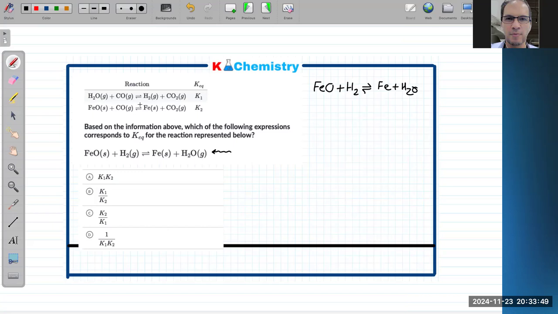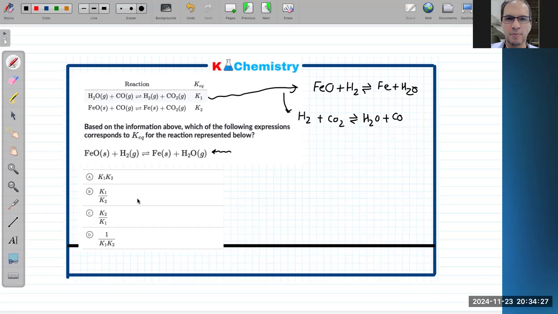So let's see the first equation, H2O plus CO gave me H2 and CO2. How does this relate to the equation? I have to flip this equation. When I flip this equation, I will have H2 at the beginning as the reactants, and I will have H2O as the products. So I will reverse the equation. It will become H2 plus CO2 give me H2O plus CO.